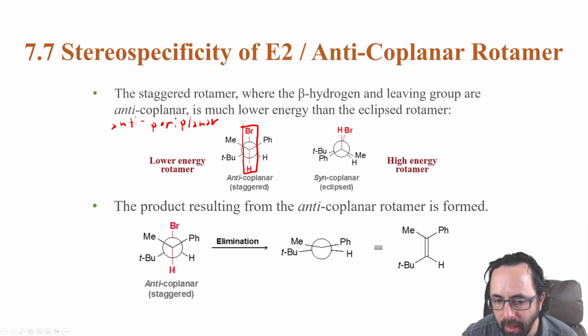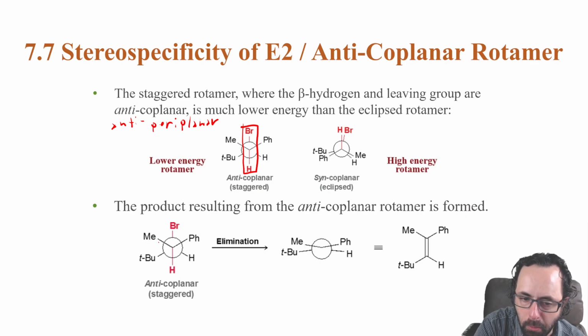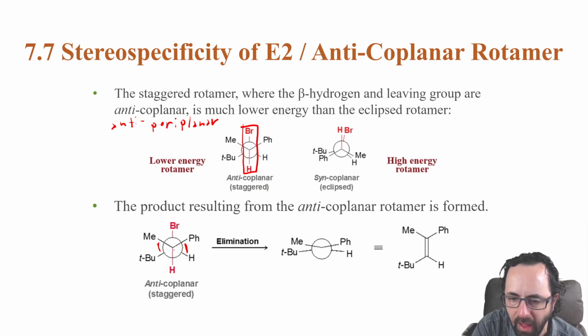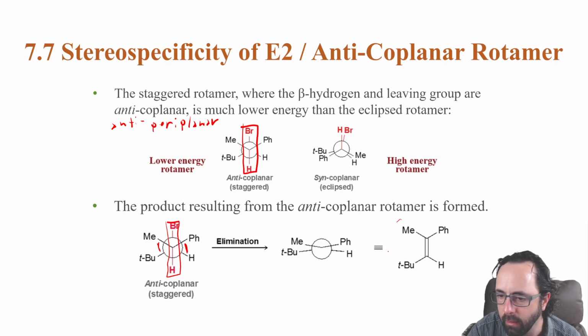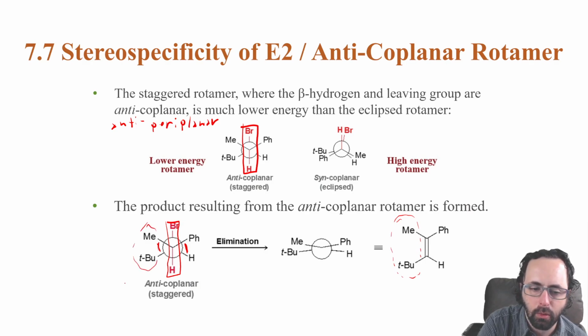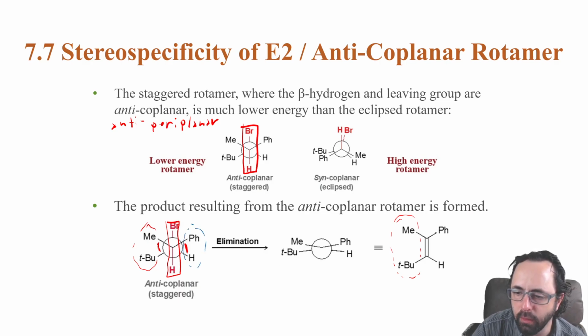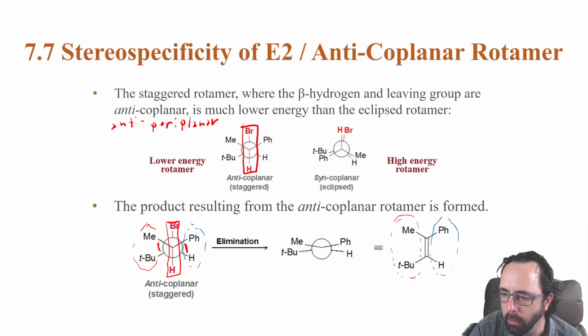Once you've got them in the anti-periplanar position, then the molecule is going to flatten out, and those elements on either side will end up in the flat plane here. And so we can see that due to the rotation here of this group, with the anti-periplanar position of the hydrogen and the bromine, the methyl and the tert butyl are on one side. So they're going to end up on one side of the double bond, like you see right here, methyl and tert butyl, which I've circled in red. On the other side, you're going to have this phenyl group and the hydrogen. So those are going to end up on the other side of the double bond. And so you can only get this stereochemistry.